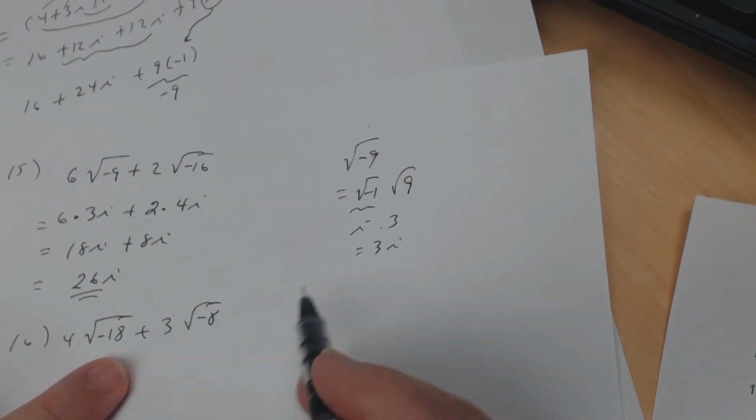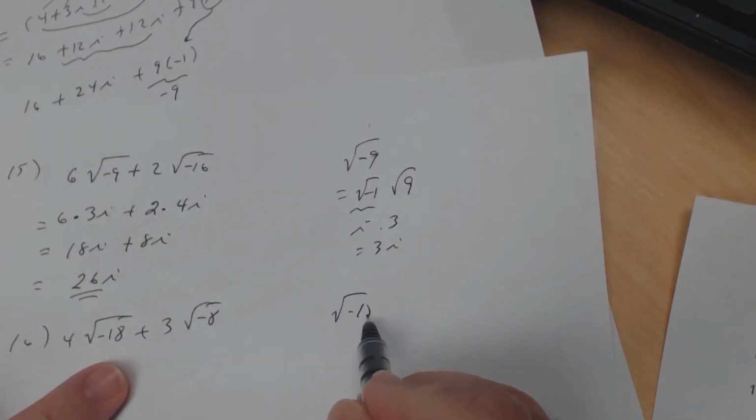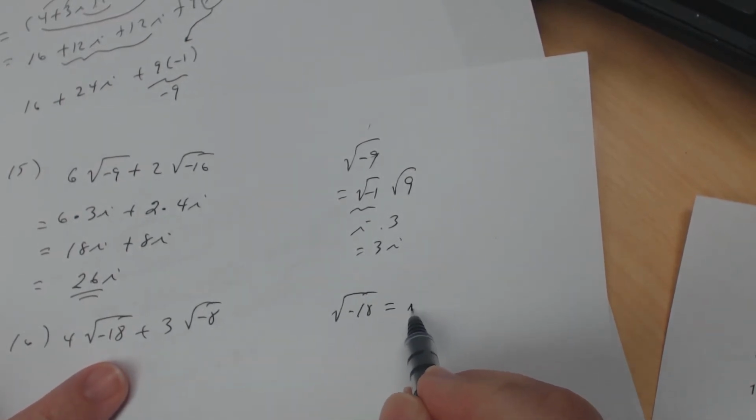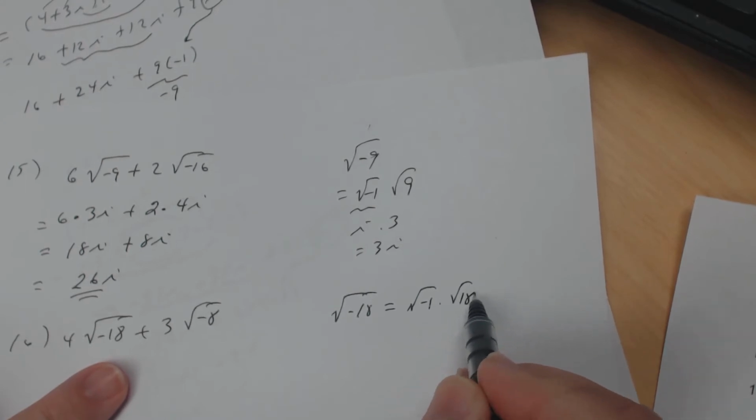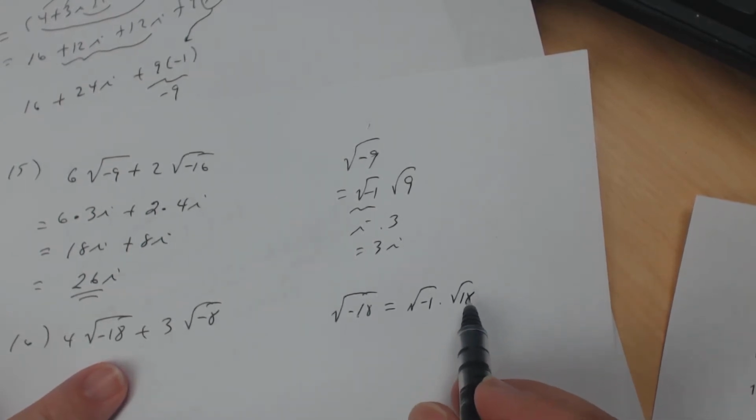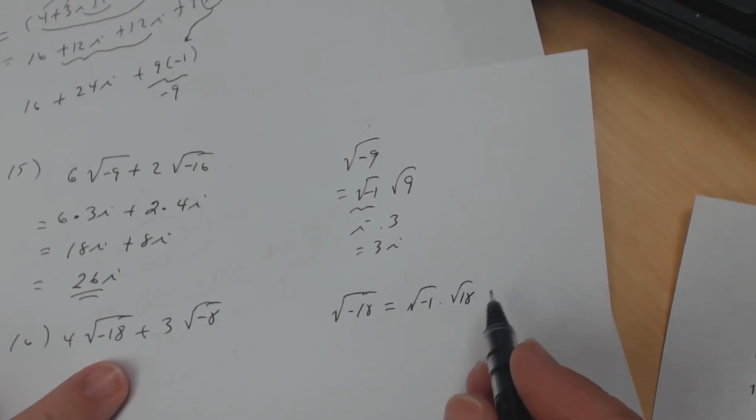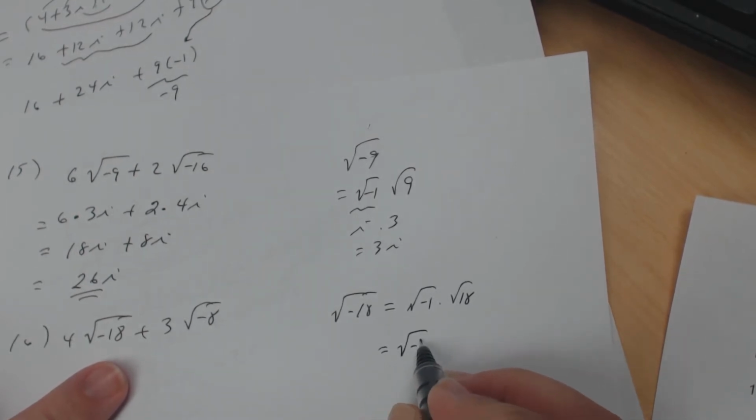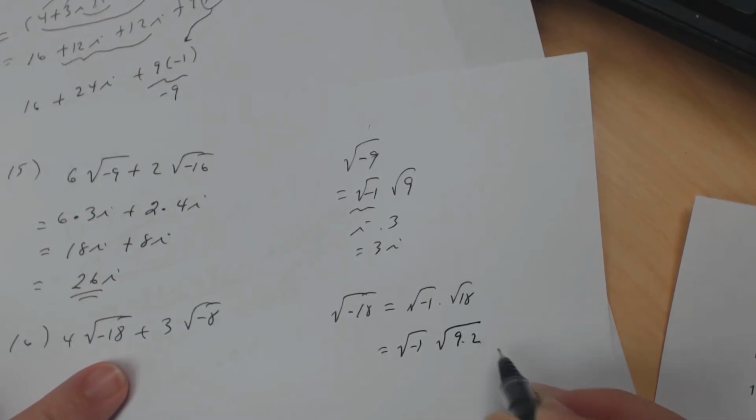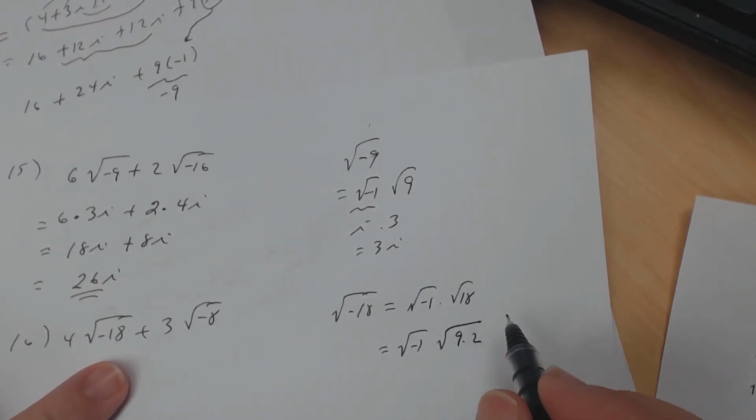Now here, when I do this, square root of a negative 18, I get square root of a negative 1 times the square root of 18. Now notice 18 is not a perfect square, but you want to ask yourself, is there a perfect square other than 1 that goes into 18? And the answer is yes, it's 9. 9 is a perfect square that goes into 18. So you're going to rewrite this as the square root of a negative 1 times the square root of 9 times 2, because 9 times 2 is 18.